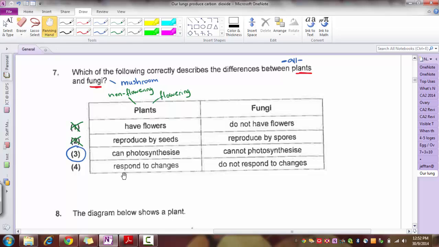Let's take a look at the last one. Plants respond to changes. Yes, plants are living things, so living things can respond to changes. Fungi do not respond to change? No. Fungi, remember, it is also a living thing, so living things can respond to changes.